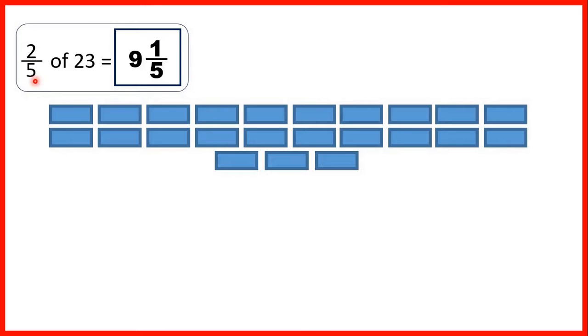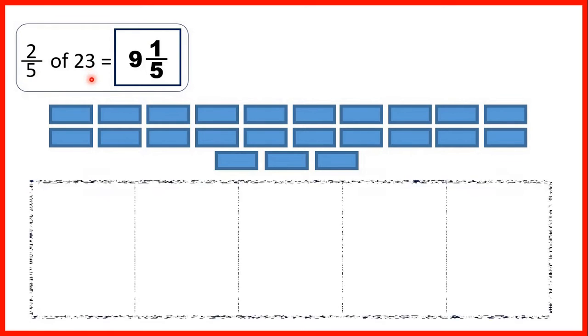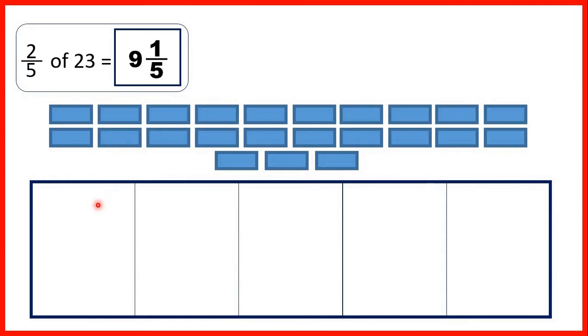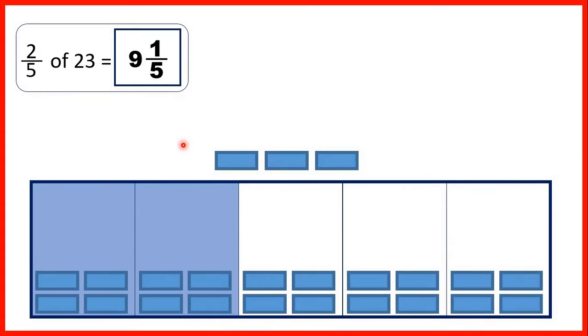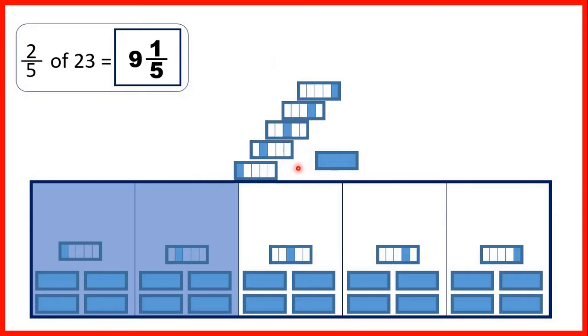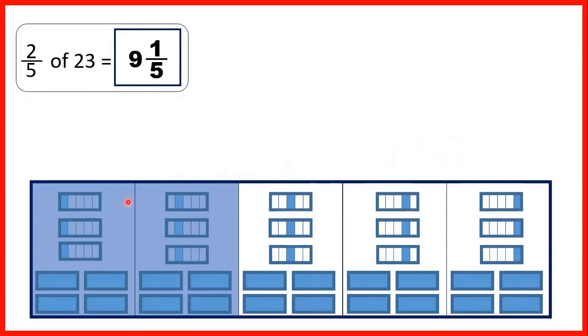Then we needed to find 2/5 of 23, so we can show a fraction bar split into fifths, and we want 2/5. Now we can share out 20 of these blocks, with 4 blocks in each of our fifths, and with these 3 remaining blocks we can split them into fifths and share them out. So now we have 4 blocks and 3 fifths in each of our fifths. But remember, we were finding 2 fifths. So in the 2 fifths, we have 8 whole blocks and 6 fifths.